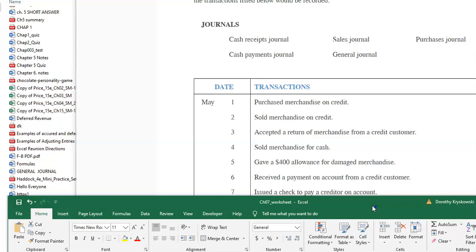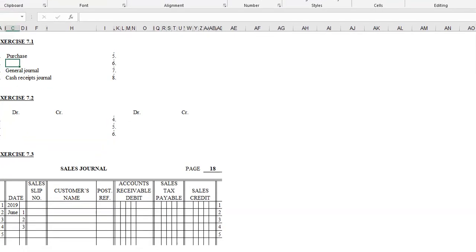Number two, sold merchandise on credit. What journal would that be? Well, let's think about it. We sold something, so that means it would go in the sales journal. So the answer is sales journal.